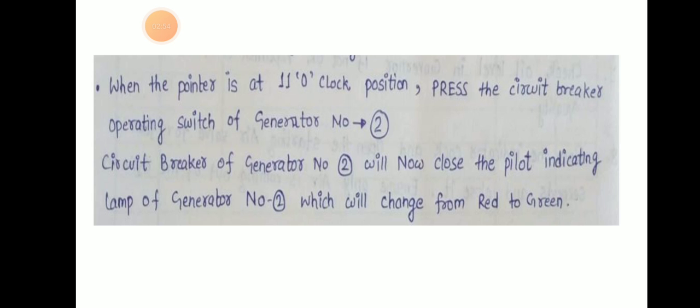The circuit breaker of the generator will close and the lamp will change from red to green. That is also an indication that it is on load. From red to green it will change. So for generator number 2, we can ensure that it is on load.